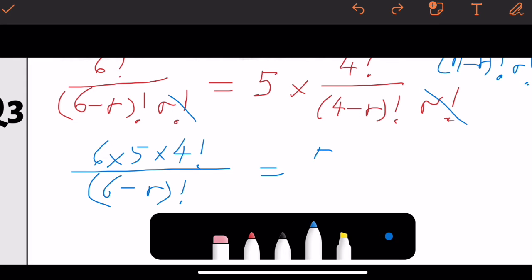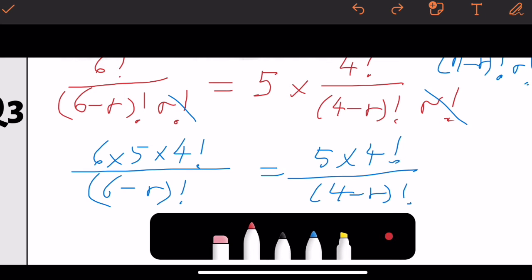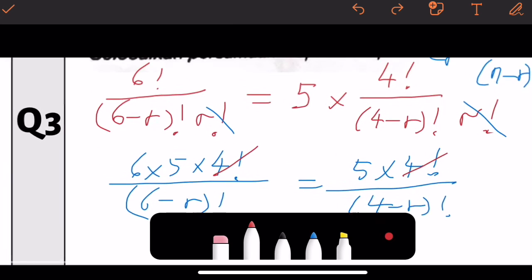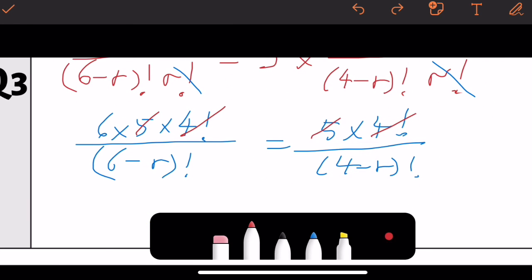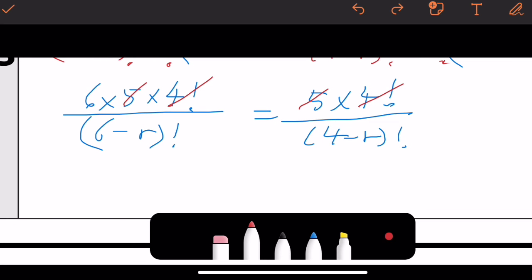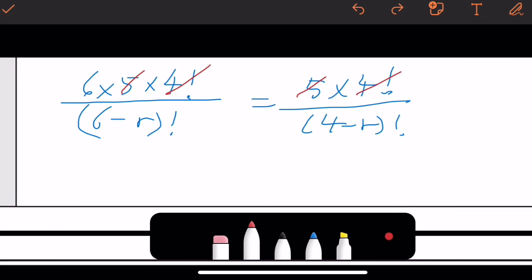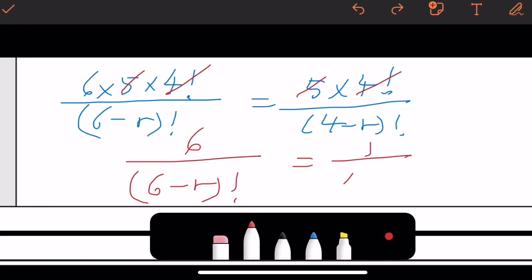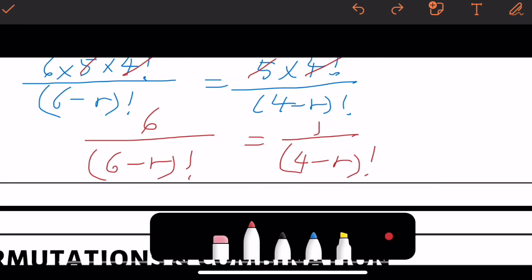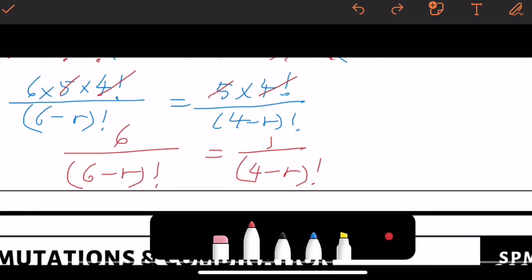We solve the 4 factorial first, okay, step by step. We do 4 minus R factorial, so then we cancel out 4 factorial. Some more we can cancel out the 5, isn't it? 5 also can be cancelled out. Now we have balance like this. I'm going to write down the balance. We have 6 over 6 minus R factorial over 1 over 4 minus R factorial.